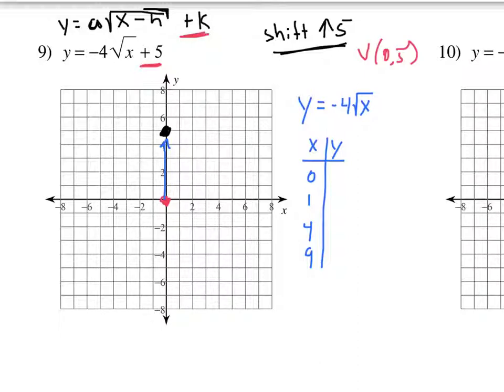So, 0, 1, 4, 9. We plug that in. Negative 4 times 0. Negative 4 times 1. Negative 4. Negative 4 times 2, because remember the square root of 4 is 2. Negative 8. Negative 4 times the square root of 9.